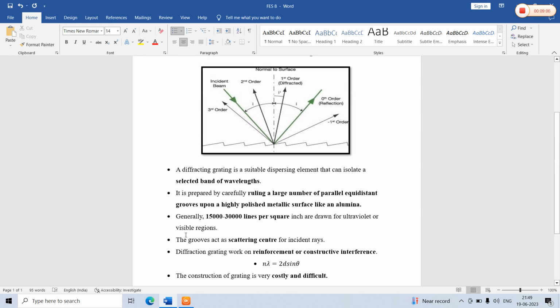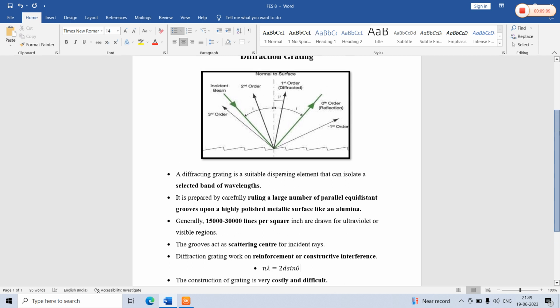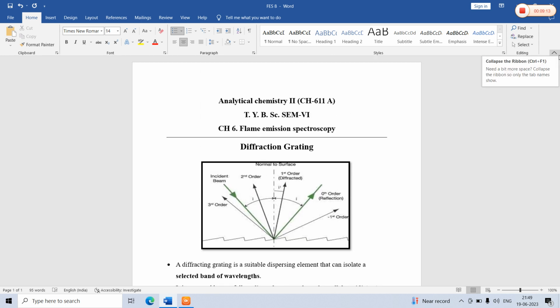Here the diffraction grating is an important component of the instrumentation of flame emission spectroscopy, which is called the flame photometer. In the flame photometer there is the flame burner, then the wavelength isolation system. The wavelength isolation system, also called the optical system, consists of an entrance slit, a prism or diffraction grating, and an exit slit. So this is the part associated with the prism or grating, that is, the diffraction grating.